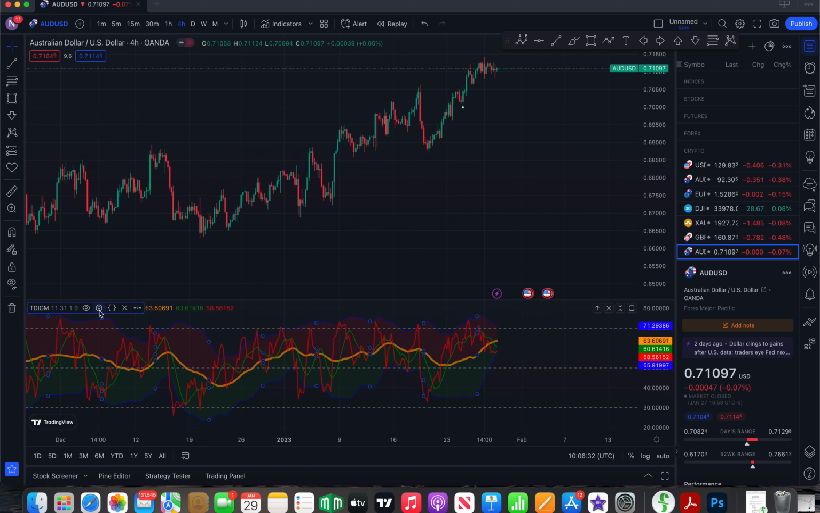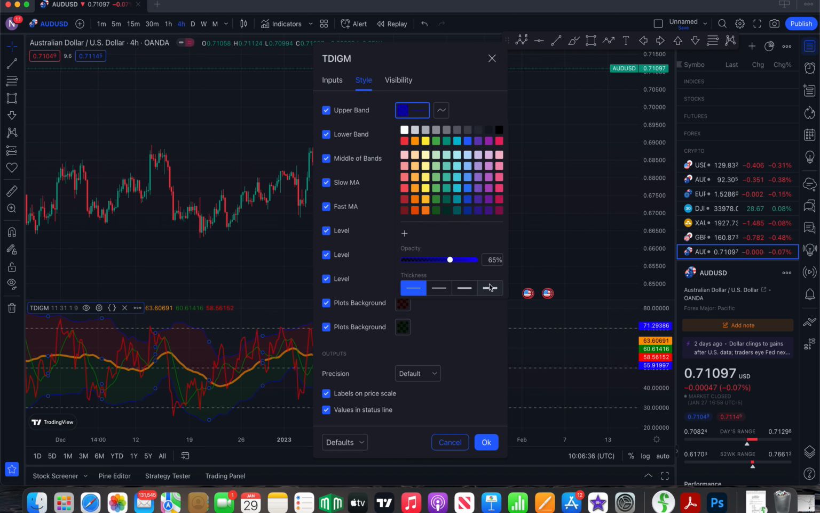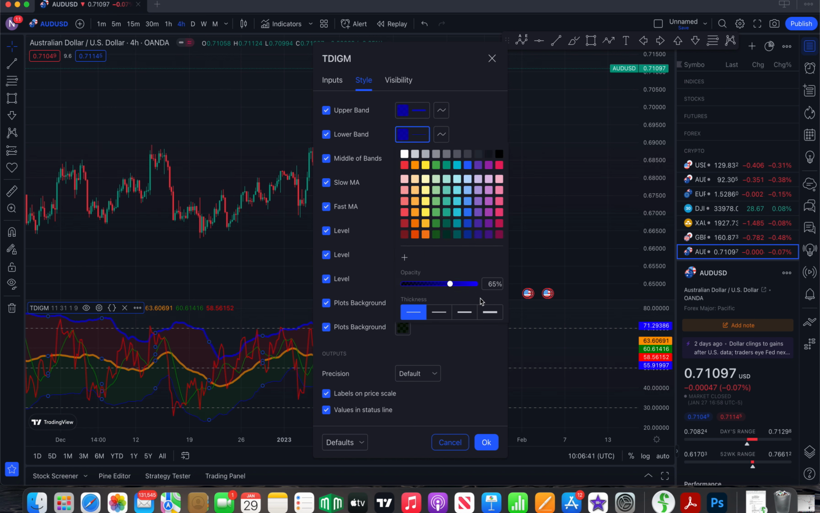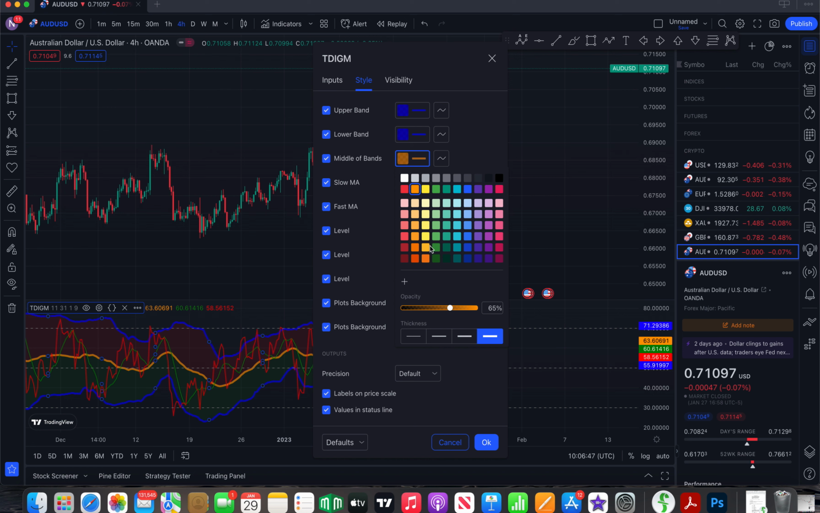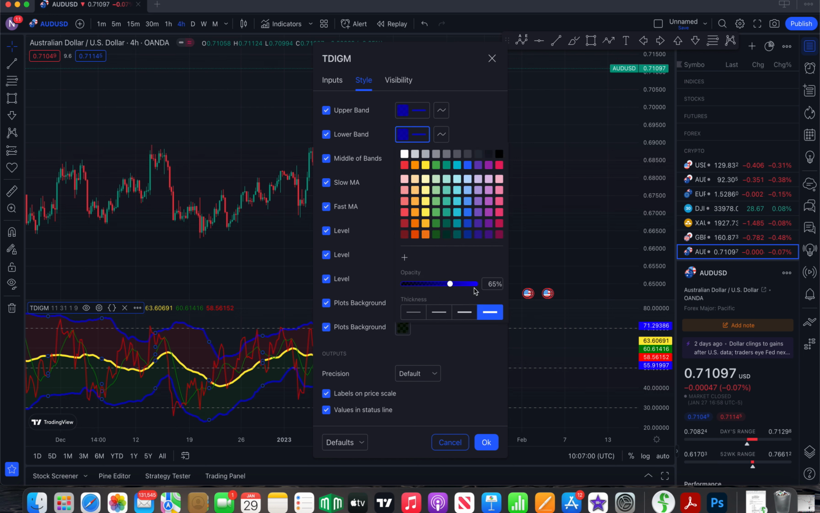When you are setting up the TDI, I actually go into the settings and tweak them to my liking. The upper band, I'll still keep it blue, and the lower band, I'll keep it blue. I just thicken the lines in the settings. Instead of orange for the middle of the band, I go with yellow. I make it very visible for me to see. It just makes things a lot easier if you can actually see the lines.